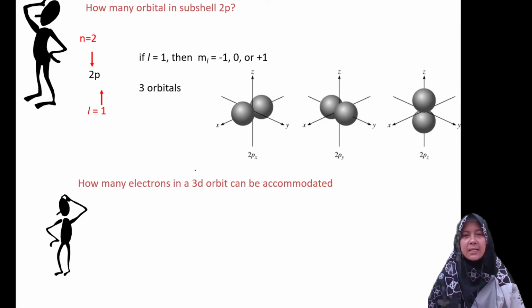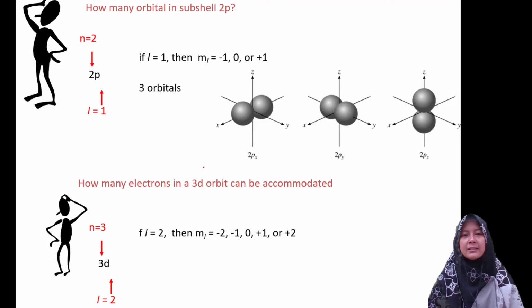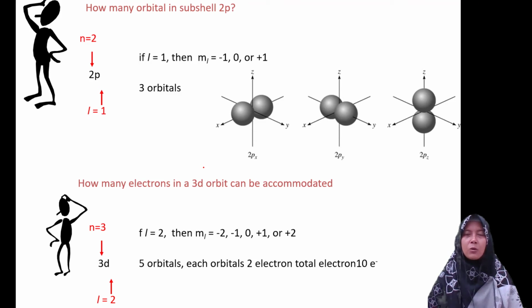The next question is how many electrons can be accommodated in the 3d orbitals? When you see 3d, it has n equal to 3 and d is equal to L of 2. If L is 2, the interval that may be found in this subshell is the orbitals minus 2, minus 1, 0, plus 1, and plus 2. So we can occupy each orbital with 2 electrons. The total number of electrons that could be found in the d subshell is 10 electrons.